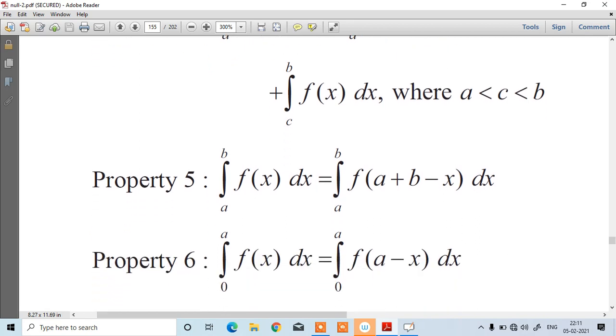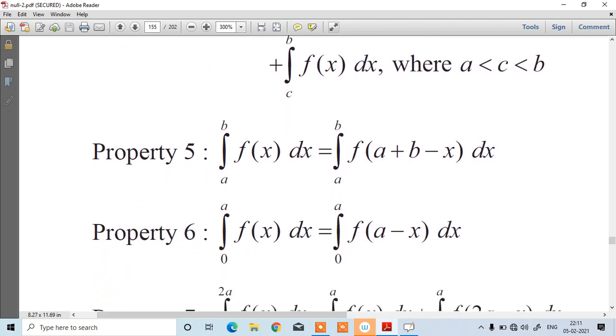Okay. Then property number 6. Here, if the lower limit is 0 and the integration from 0 to a of f of x dx is given to you, and you want to convert this function into a simplified format, then f of x changes to, see the RHS, f of a minus x. So x can be replaced by a minus x. If the lower limit is 0 and the upper limit is any number, then you can use this property for simplification. So this is property number 6.